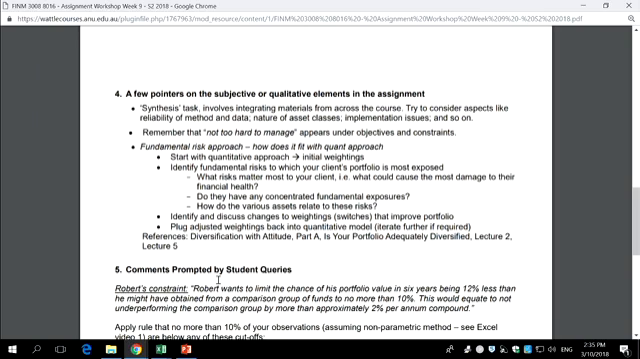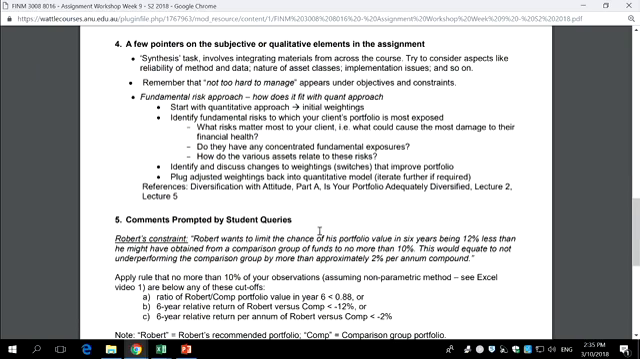Okay, so a couple of things about the qualitative elements of the assignment. And remember, this isn't something that I can tell you specifically what to do. One, because it will depend on what your allocation is. And two, I don't want to tell you what to say. I want you to have the flexibility and freedom to come up with your own ideas.